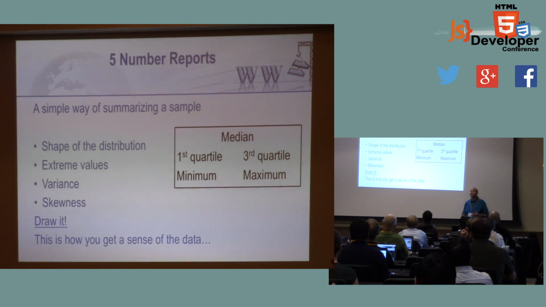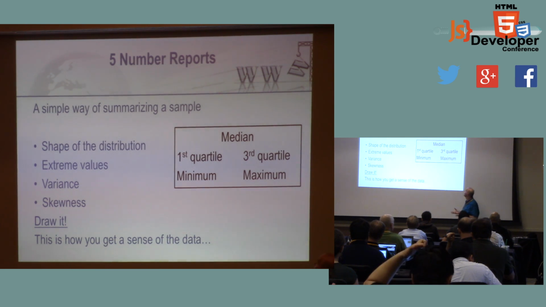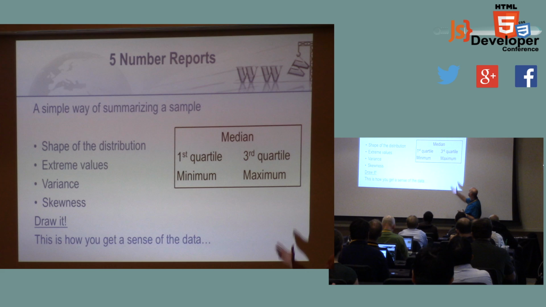5-number reports. This is just a simple way. You're given some set of data. Here's a jar of data points, Daniel. Now what are you going to do with it? The first thing I do is I run a 5-number report. This gives me a very vague idea of what's happening with those numbers. Now I can talk sensibly about it. To create a 5-number report, obviously there's 5 numbers. I calculate the median, first and third quartiles, the minimum and the max.